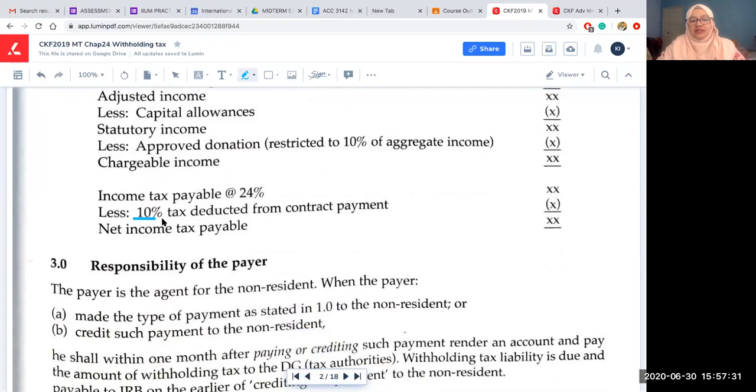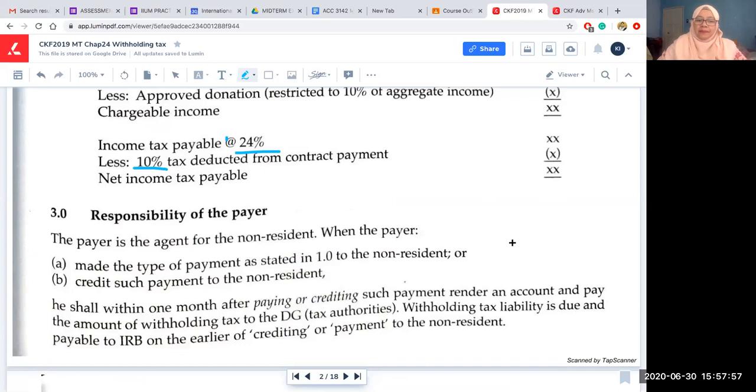So it means that the amount that you pay here is actually 14% of your chargeable income. Because the total here is 24%, but you have already paid 10%. The 10% has been withheld by the payer, which means that you only pay the balance of 14%. This is on the company.